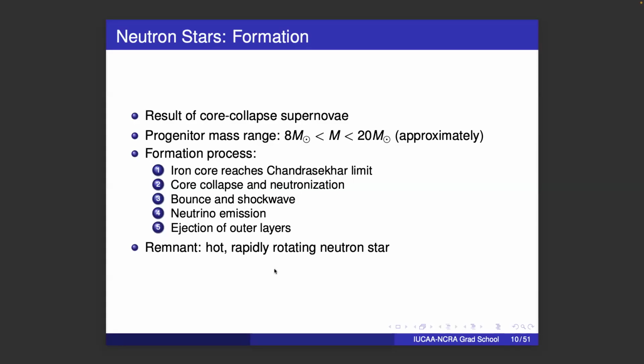Fusion will stop because nothing beyond can be fused. So the iron core itself can sometimes hit the Chandrasekhar limit. And if it hits the Chandrasekhar limit, it's going to collapse. And when it collapses, there is a process known as neutronization that happens, which means protons and electrons come together and they form neutrons.